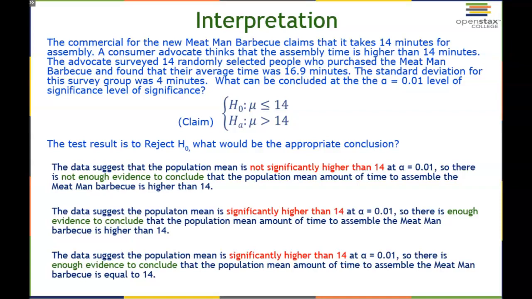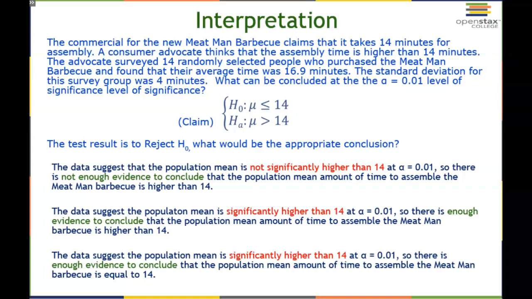So now let's read through the possible conclusions. The data suggests that the population mean is not significantly higher than 14 at an alpha of 0.01. So there is not enough evidence to conclude that the population mean amount of time to assemble the Meat Man barbecue is higher than 14.